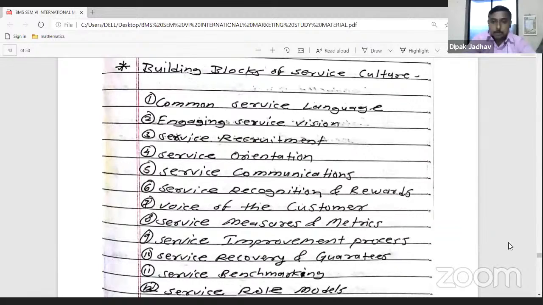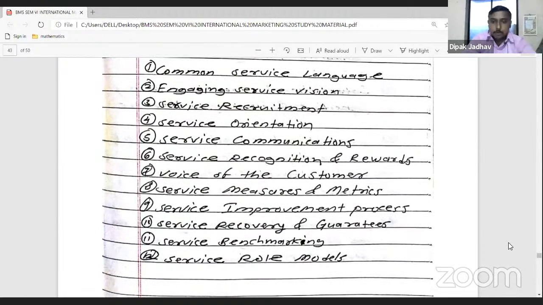Common service languages: what common service languages are we requiring as we develop a particular market and engage service visions? What are the purpose and vision behind it? Then service recruitment: what kind of people are required for service providers, how we can recruit people, and how we can train them as well. Then service orientation: how services can be used effectively by people and made habitual. Then service communication: how services are communicated to clients as well as to service providers. And service recognition and rewards: how they recognize and give prestige to clients, people or service providers.